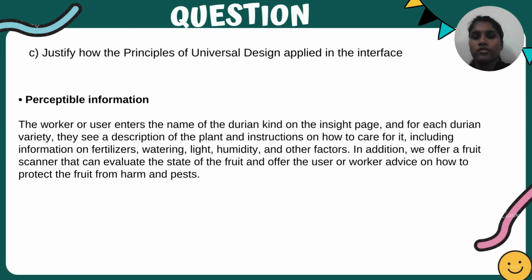The worker or user has to enter the name of the durian kind on the inside page. Then for each durian variety, they see a description of the plant and also the instructions on how to care for the plant. Moreover, it also includes information on fertilizers, watering, light, humidity, and other factors. We also offer a fruit scanner that can evaluate the state of the fruit and offer the user advice on how to protect the fruit from any harm.